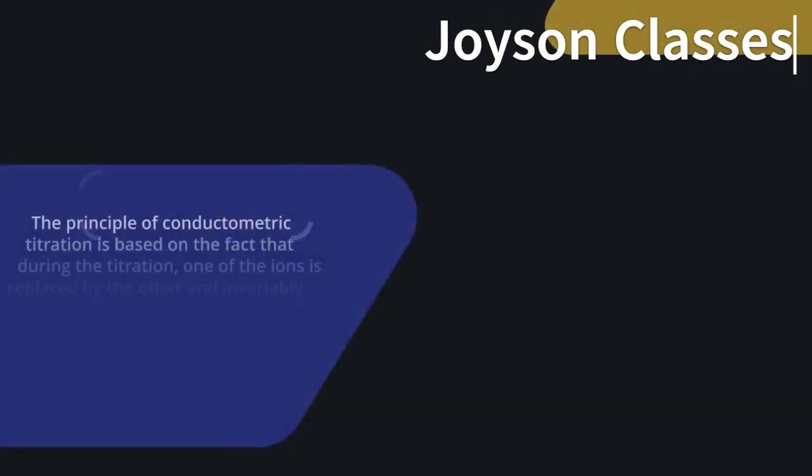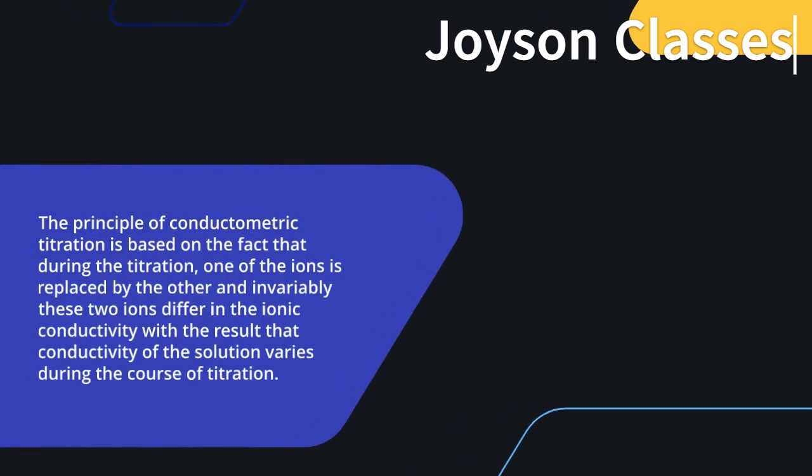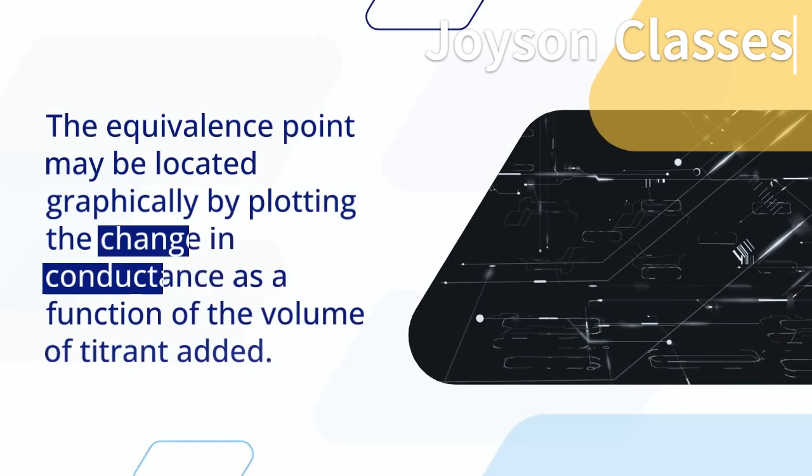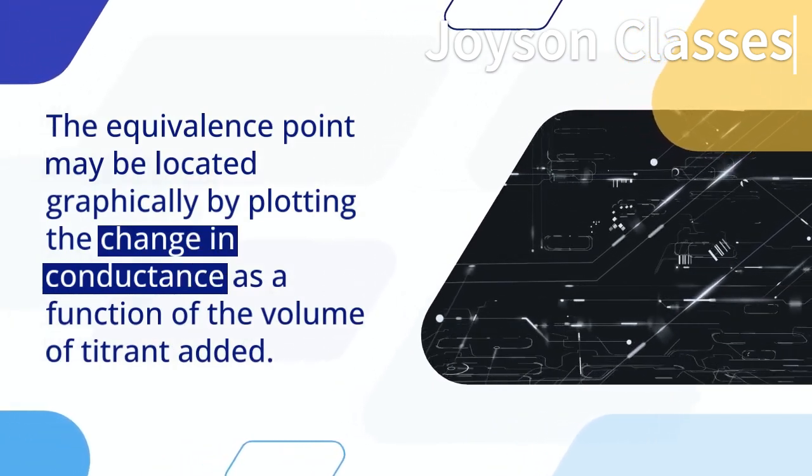The principle of conductometric titration is based on the fact that during the titration, one of the ions is replaced by the other, and invariably these two ions differ in the ionic conductivity, with the result that conductivity of the solution varies during the course of titration. The equivalence point may be located graphically by plotting the change in conductance as a function of the volume of titrant added.